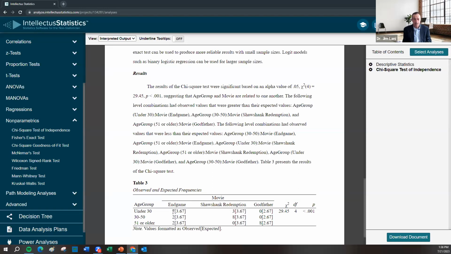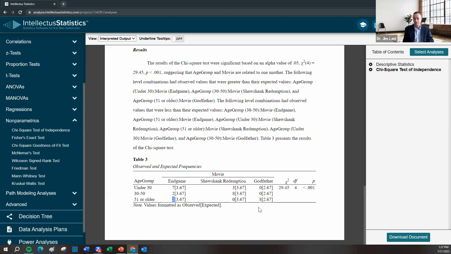So here we can see that for those under 30, there were 7 individuals that selected Endgame, which was greater than expected by chance. For those 30 to 50, Shawshank Redemption had more observations than would be expected by chance. And for those that were 51 or older, there were more observations than would be expected by chance. And the contrary for these other ones: they had fewer folks endorsing these movies than would be expected by chance.